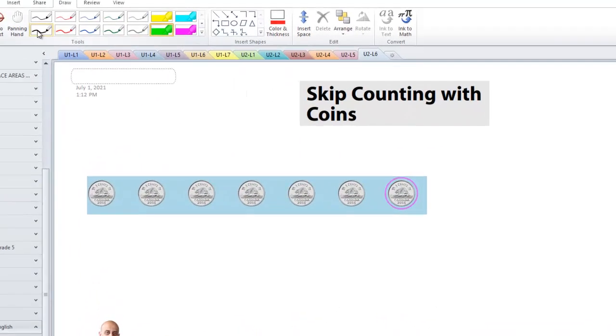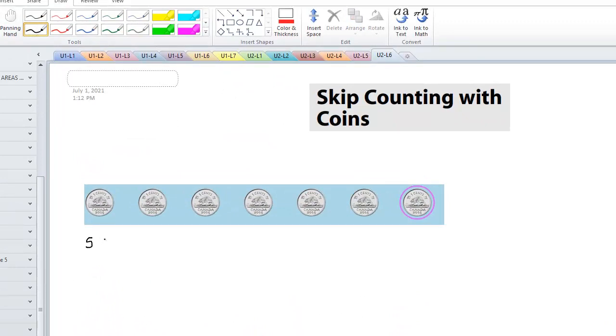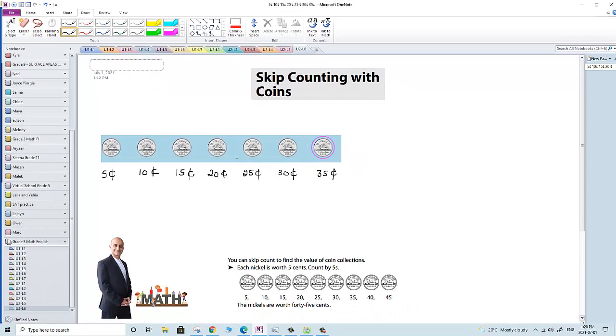I had before 5 cents, and this is how we can write cents. If I want to add another 5 cents, the total that I'm gonna get here is 10 cents. If I want to add another 5 cents, I'm gonna have a total of 15 cents. Another 5, 20 cents. Another 5, 25 cents, another 5, 30 cents, another 5, 35 cents. So you see here that I am skipping by 5. That means I'm adding 5 each time.